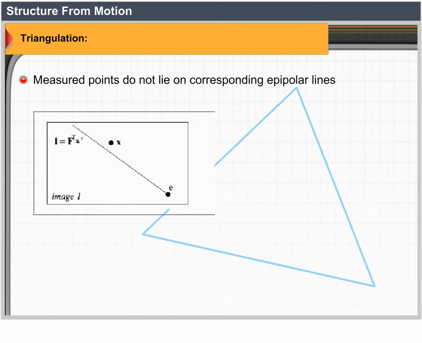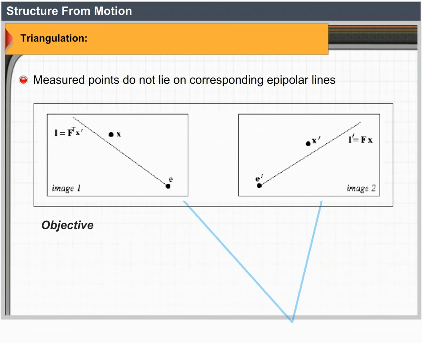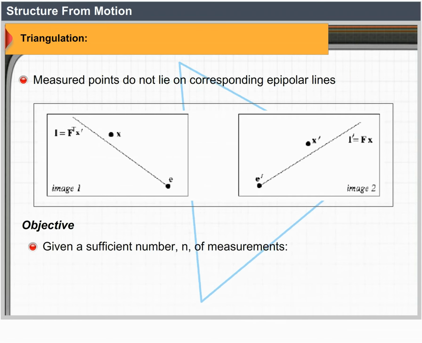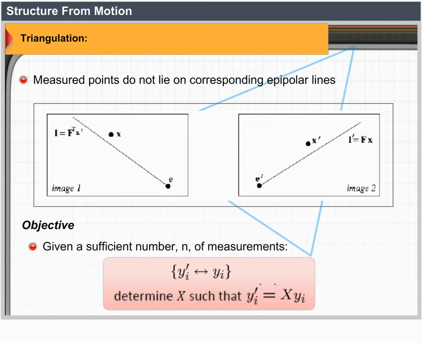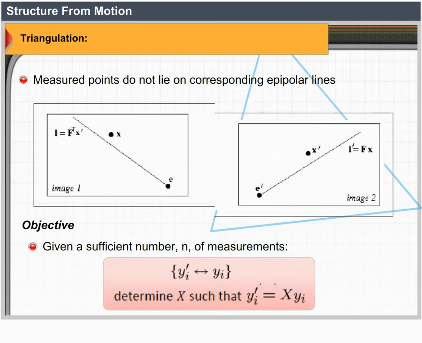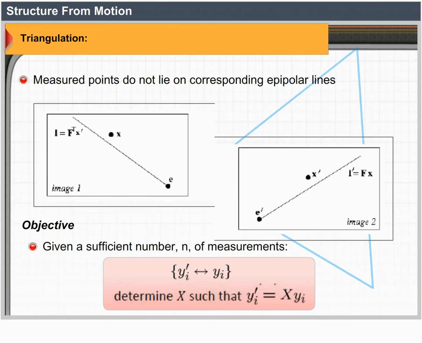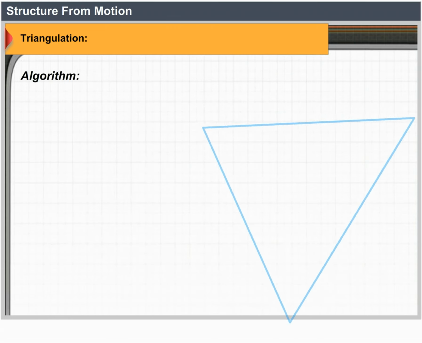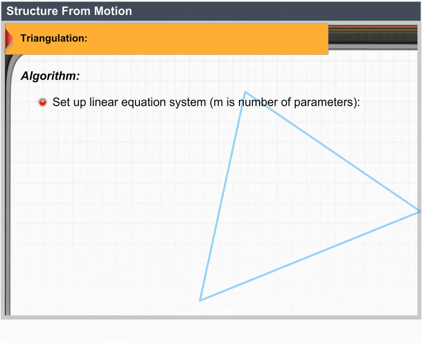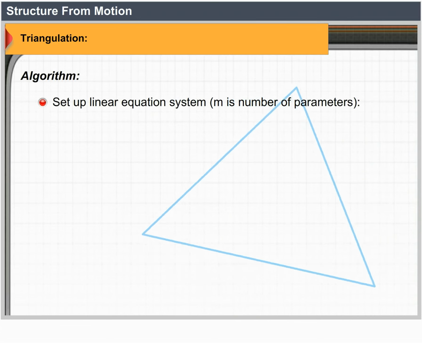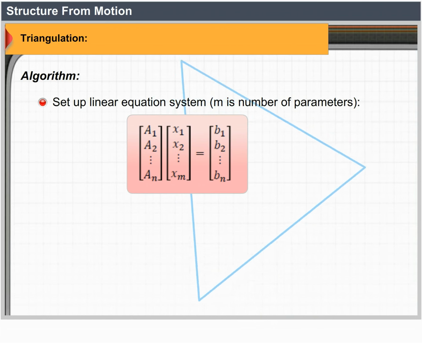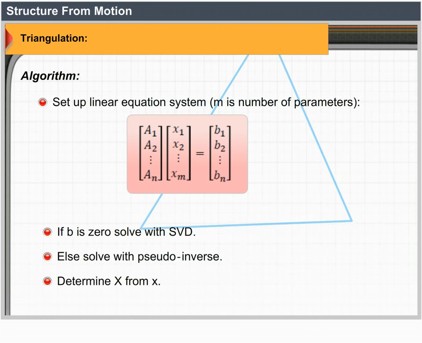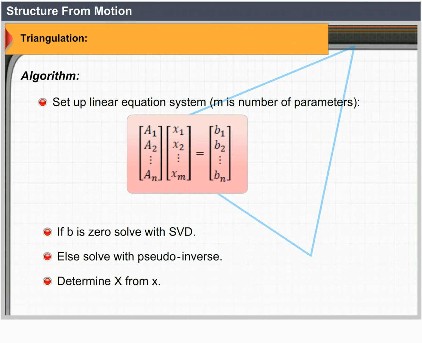Objective. Given a sufficient number n of measurements, yi dash tends to yi, determine x such that yi dash equals x into yi. Then the algorithm can be stated as: set up linear equation system. M is the number of parameters as per the matrix shown. If B is 0, solve with SVD, else solve with pseudo-inverse, and determine capital X from small x.